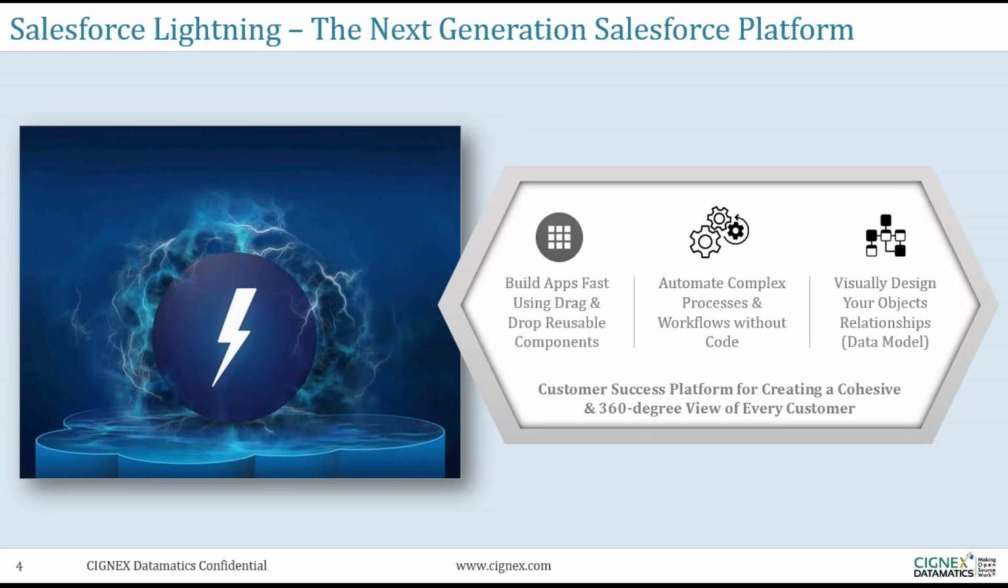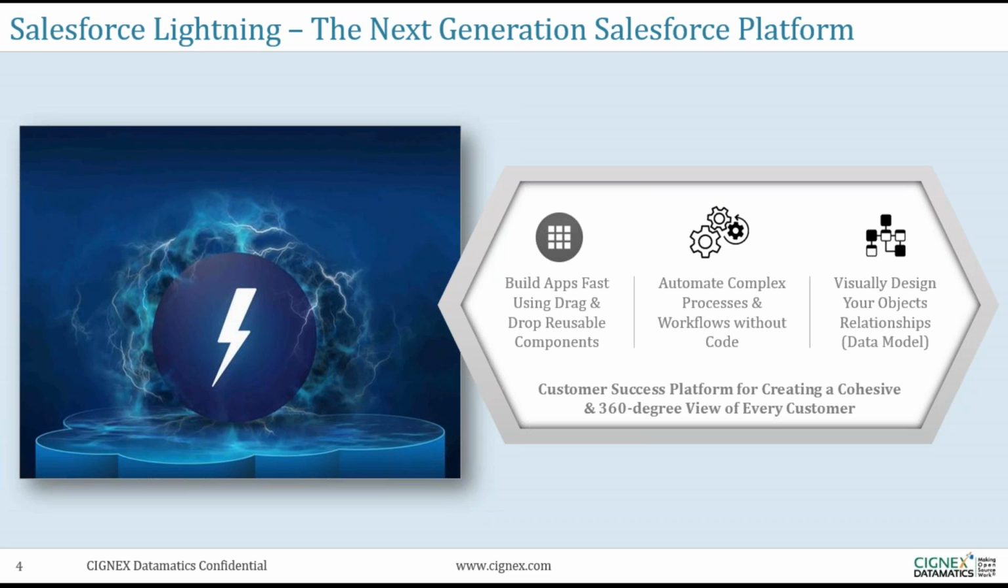Salesforce Lightning also has drag and drop functionality, which is much quicker. There is no code required. You can go to market much faster, and it has reusable components for the application. It also has a lot of tools for automation. You can automate complex processes using Process Builder; workflow can be written without code using Process Builder. Then there is visualization of data or object model relationships using Schema. This all helps the customer use Lightning much more easily and quickly.